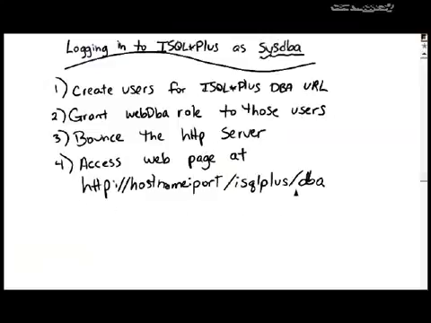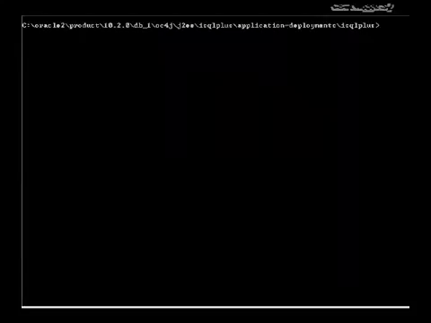Notice that the URL is just slightly different. We've tacked on DBA at the end of the URL. So the first thing we're going to do here is make sure that we are in our Oracle Home, OC4J, J2EE, iSQL Plus, Application Deployments, iSQL Plus directory. It's really important that you execute these commands from this directory. It will not work otherwise.